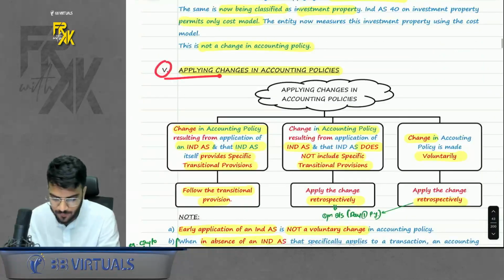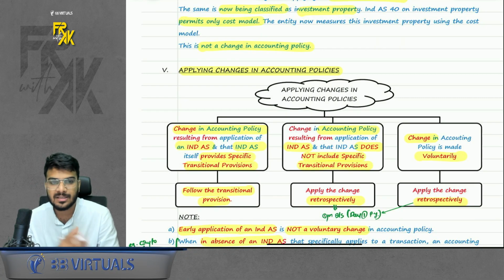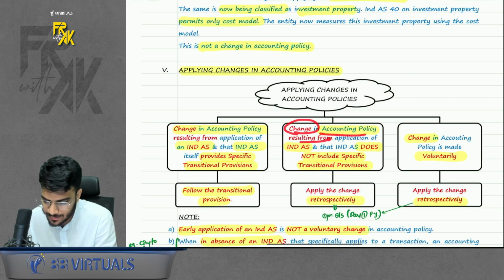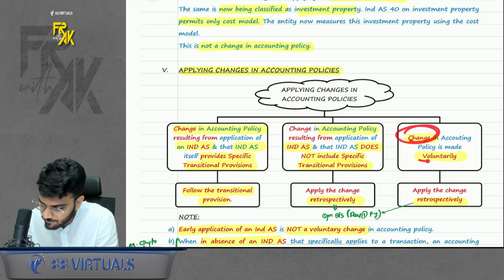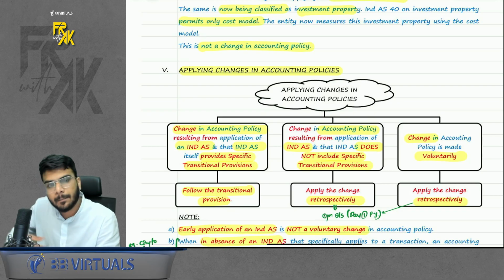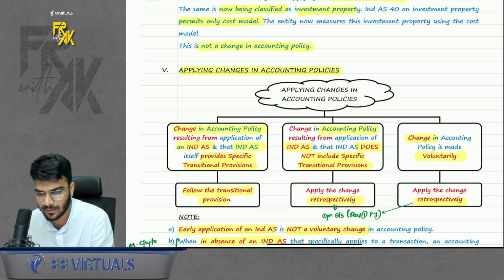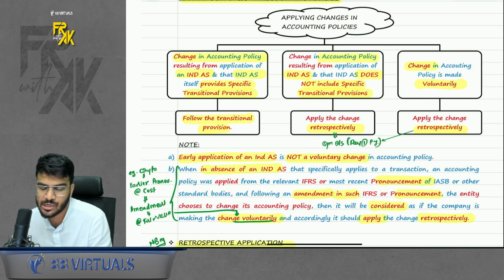Okay, then the fifth point is applying changes in policy. How do you apply any change? If you are changing the policy because of Ind AS, and that Ind AS might have given you specific transitional provisions, follow the transitional provisions given by Ind AS. If you are changing the policy because of Ind AS, but Ind AS does not include any specific transitional provisions, in that case you will apply the policy retrospectively. If you are changing voluntarily, that is, the change was not required by Ind AS, but you feel that it will result in more relevant, reliable information, that is why you are changing it, you will also apply the change retrospectively. Whenever we say we have to apply the change retrospectively, we have to prepare an opening balance sheet, that is the balance sheet on day one of the previous year.